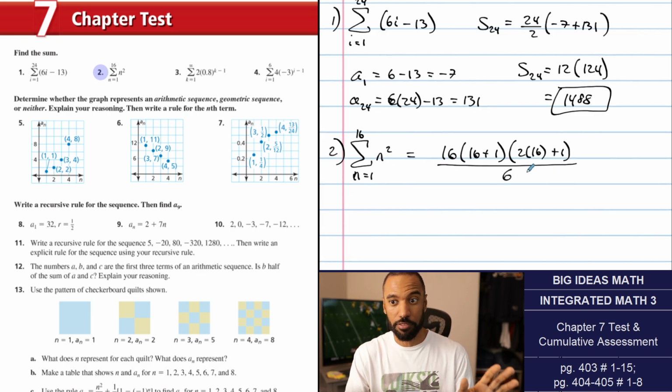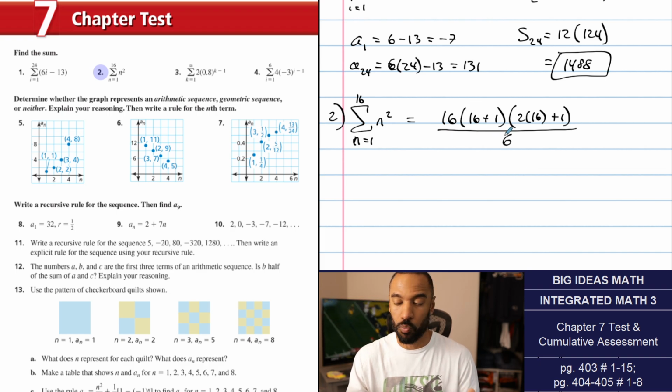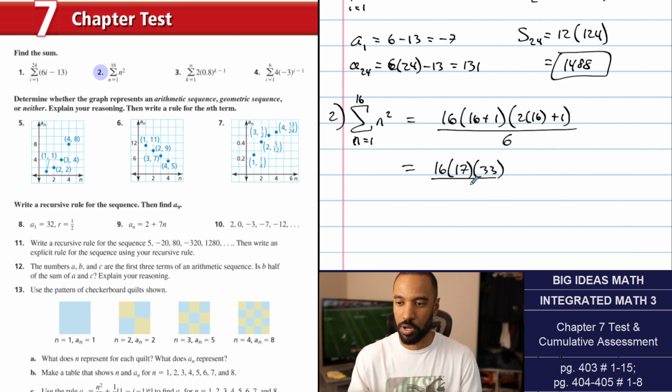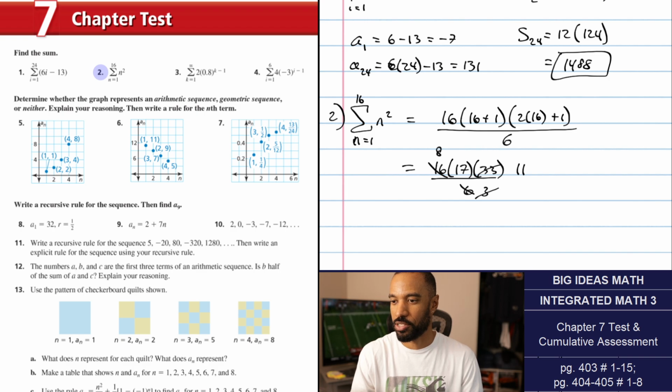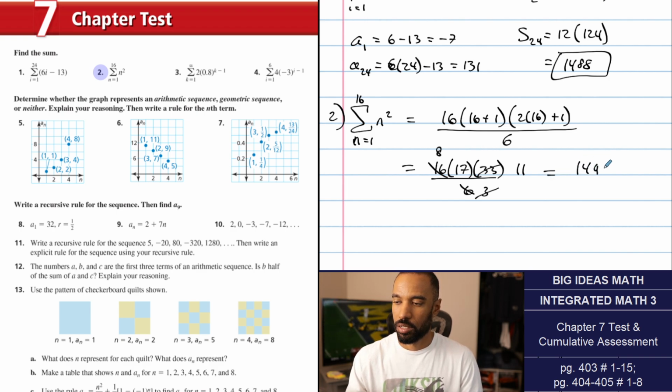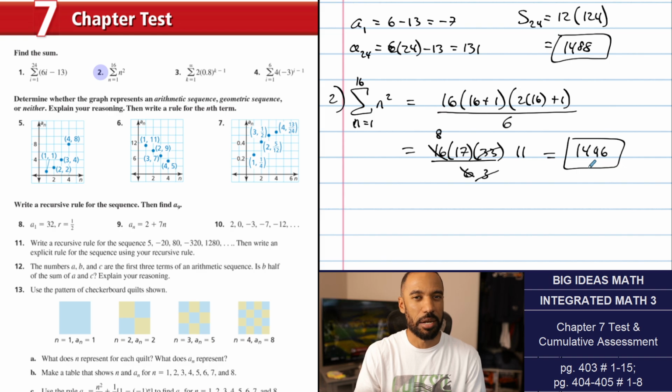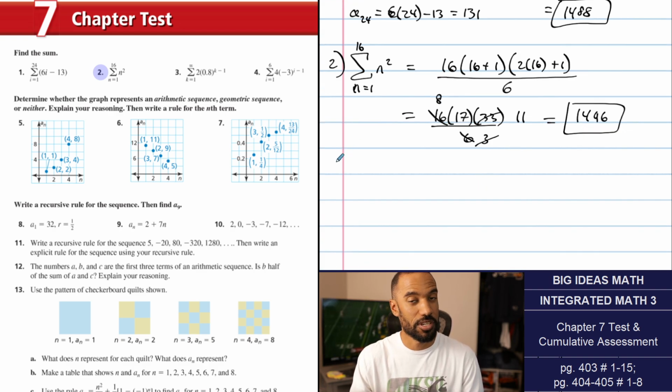This is a very specific formula, and it is out of section 7.1. So that's going to be 16 times 17 times 33 all over 6. At some point I'm going to do some calculations, but 16 over 6 is also 8 over 3, and 33 over 3 is 11 over 1. So 8 times 11 is 88. We have to do 17 times 88. Let me use the calculator for that: 1496. So that's the sum of 1 plus 4 plus 9 plus 16, etc., all the way to 256.